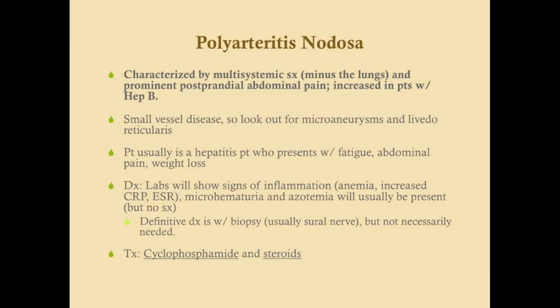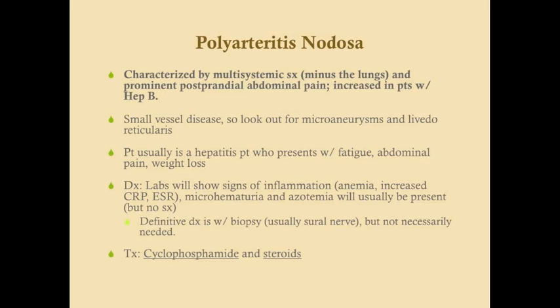Polyarteritis nodosa is similar to the previous three, the first two, in that it is a vessel disease. What you're going to see here, usually on the USMLE, is a patient with hepatitis B who is presenting with multisystemic disease, but they're also going to have this really terrible postprandial abdominal pain. So after they eat, they get really bad pain in their abdomen.